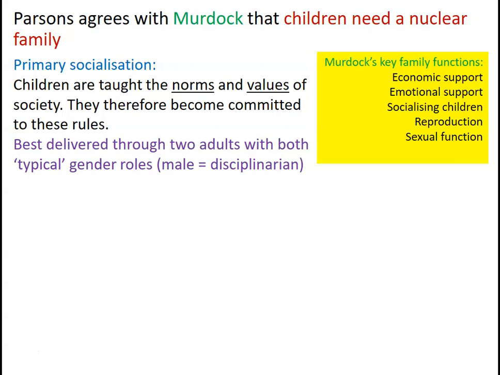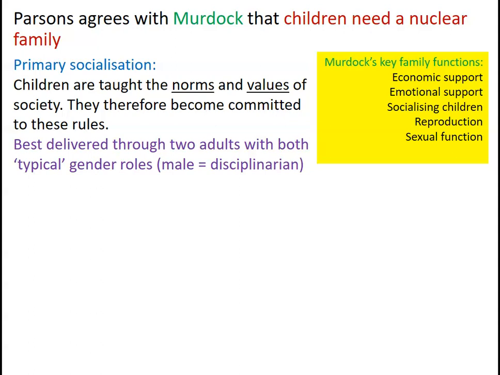So firstly, Parsons agrees with functionalist Murdock, who we looked at in the previous lecture, that children need a nuclear family. They both 100% believe that the nuclear family is the best family type. And in that yellow box, I'm just reminding you of Murdock's key family functions. So there was the economic support from two incomes. There was the emotional support to both the children and the adults. There was the socializing of children, giving them balanced socialization, teaching them norms and values. There was the reproduction function, so creating the workers of the future, and also the sexual function, which meant that the husband and wife were more likely to stay together and maintain the family unit.